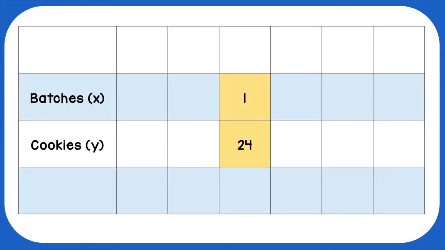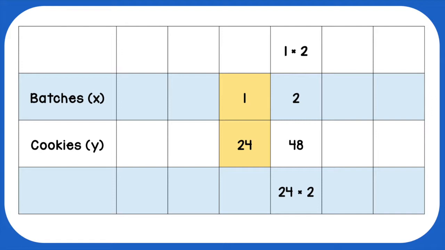Let's set up a ratio table to represent this. For every one batch, we get 24 cookies. Write this in the table first. Let's multiply each of these by 2. 1 times 2 is 2, and 24 times 2 is 48. That means that for every 2 batches made, we get 48 cookies.